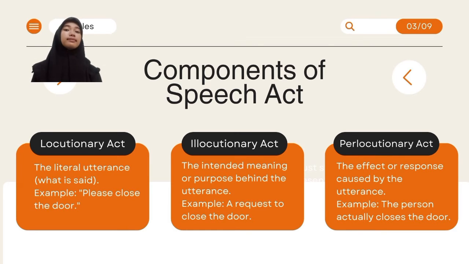Okay, and these three components, what is said, what is meant, and what effect it has, illustrate the dynamic process of communication. By analyzing these aspects, we can better understand how language is used to convey intention and achieve action in various contexts.